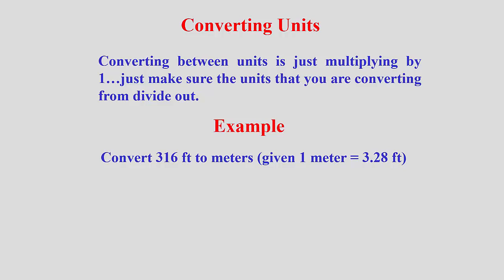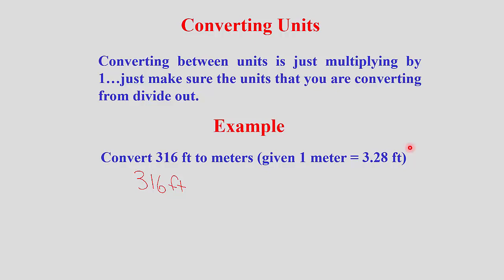So this first example, converting 316 feet to meters. We start by just writing our original quantity, 316 feet. And now I'm given this conversion factor that 1 meter equals 3.28 feet. Sometimes this is given, sometimes you might need to look this up, but we have these conversion factors. So 1 meter is equivalent to 3.28 feet.